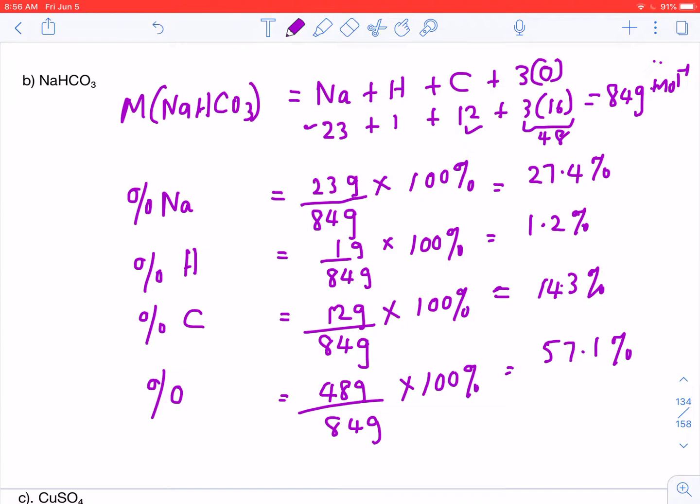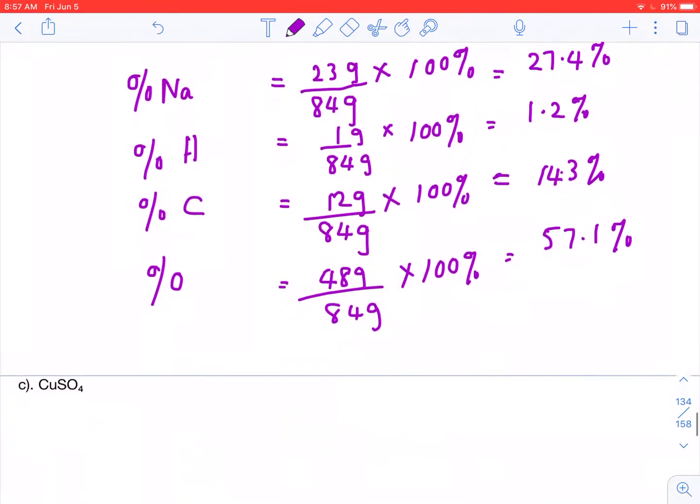Let's say I have a 100 gram sample of sodium hydrogen carbonate. You can see that it has 57.1% oxygen. Comparatively, more than half of that mass is oxygen, so in a way it is also a good source of oxygen. Now let's look at the next one.